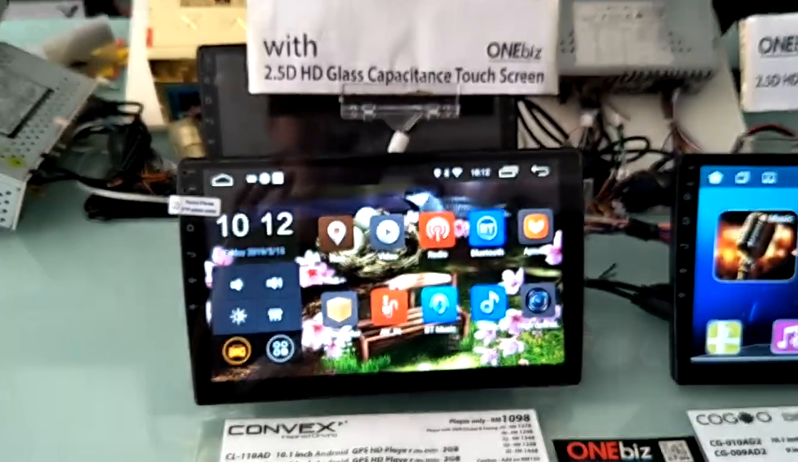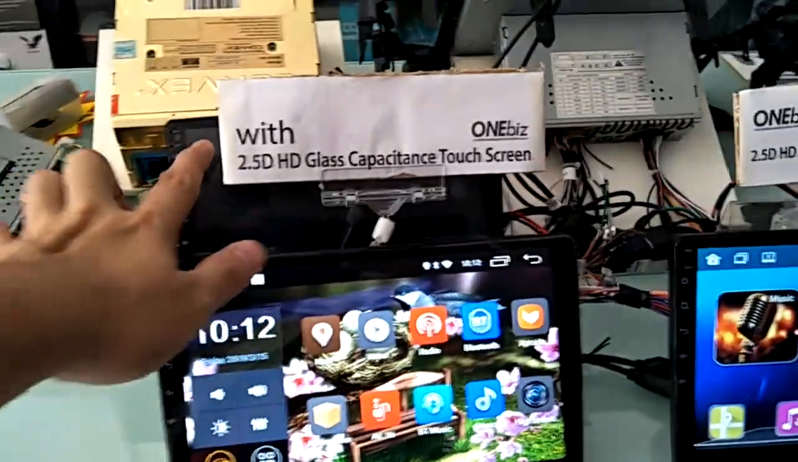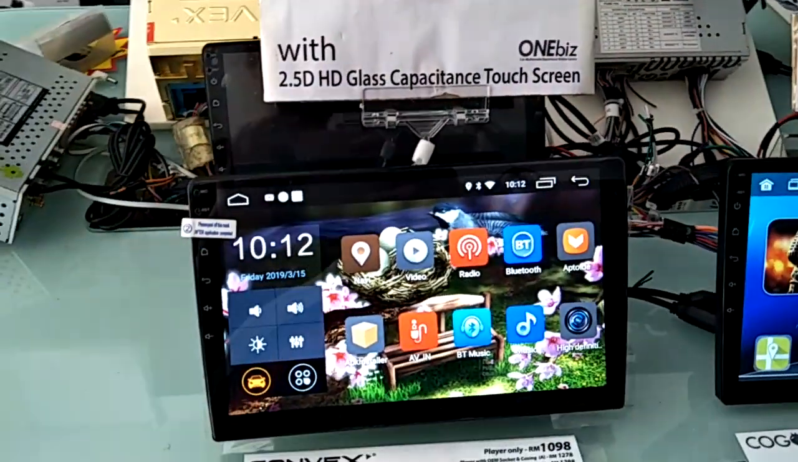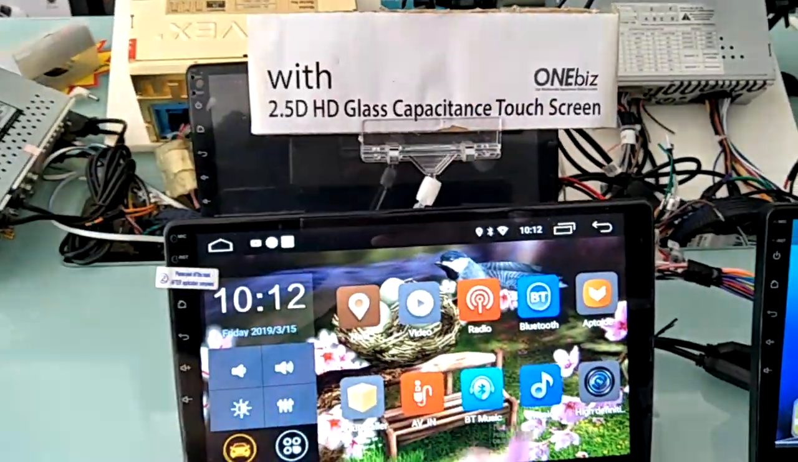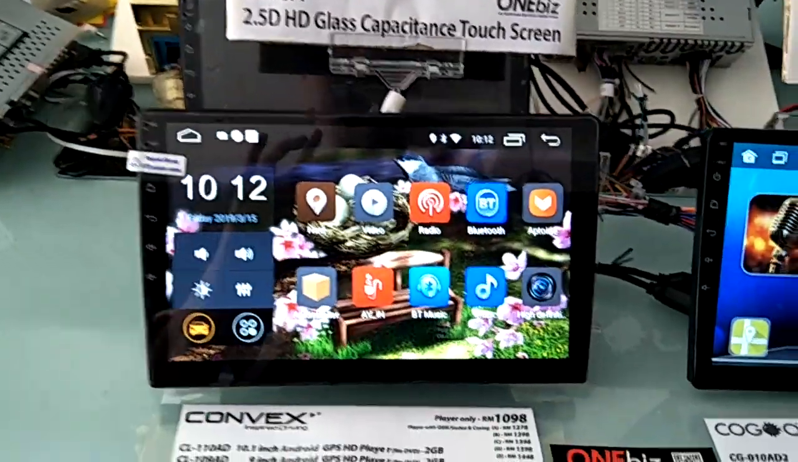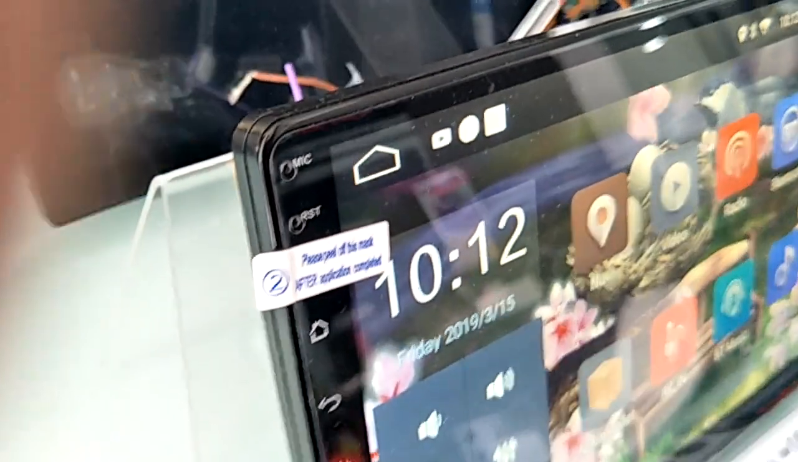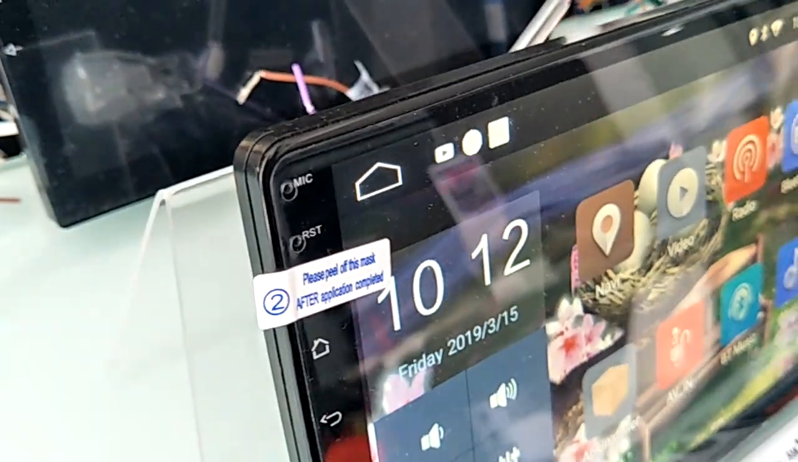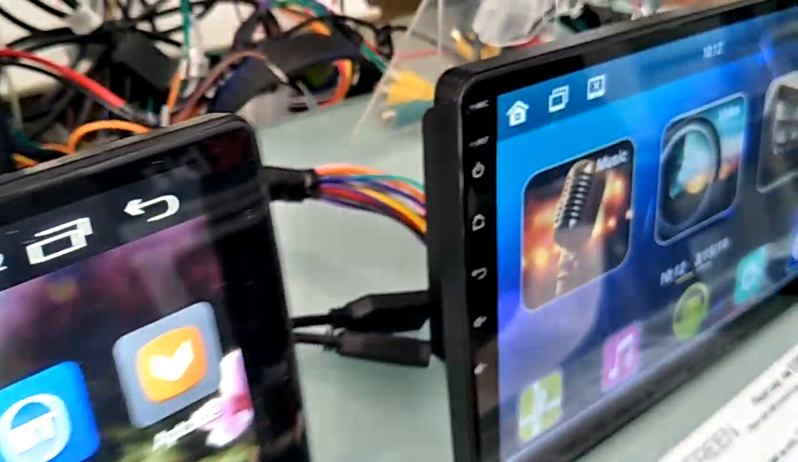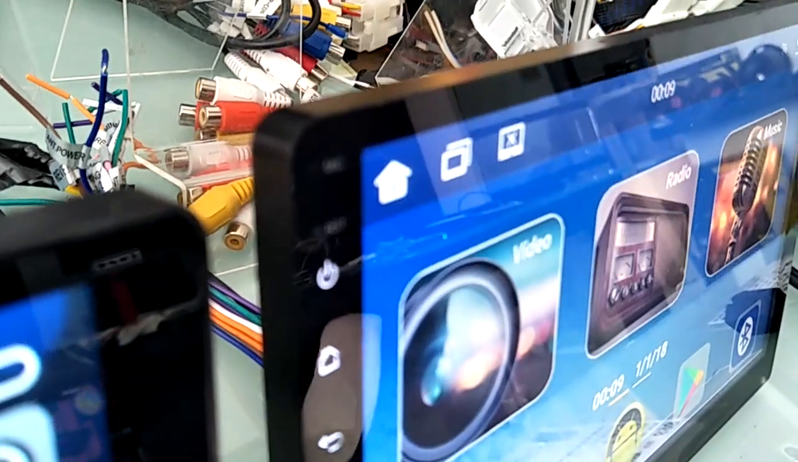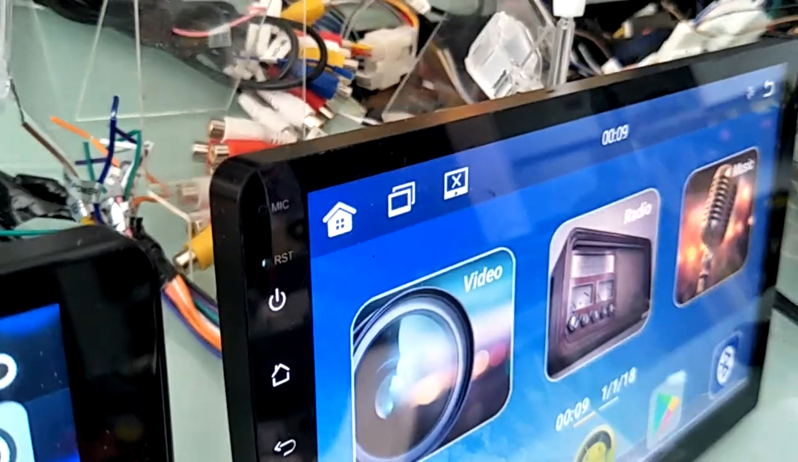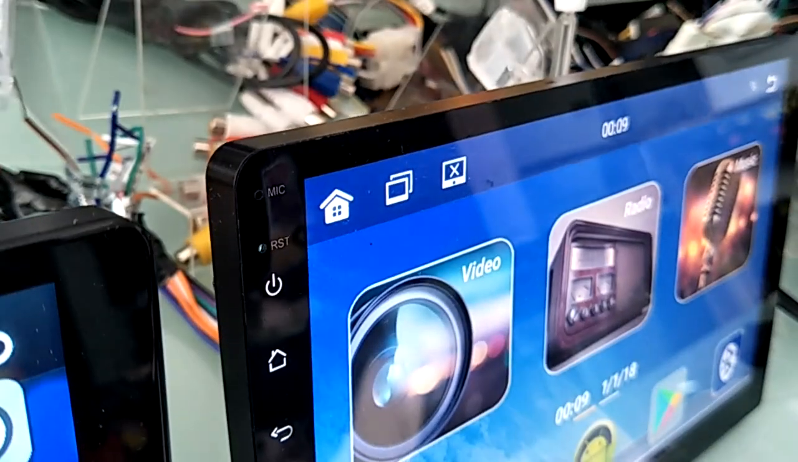On the left hand side, one is only with 2.5D glass capacitance touchscreen. This one is no IPS. 2.5D is a curved glass screen. So 2.5D. This is a normal screen. This is normal screen.